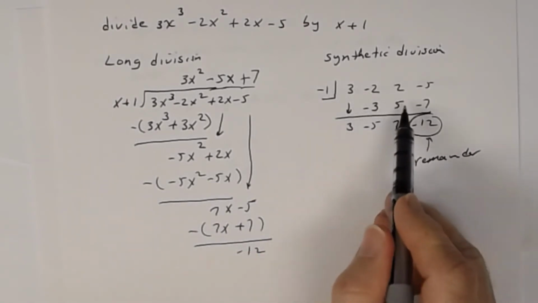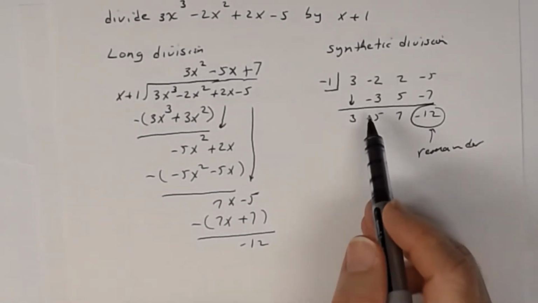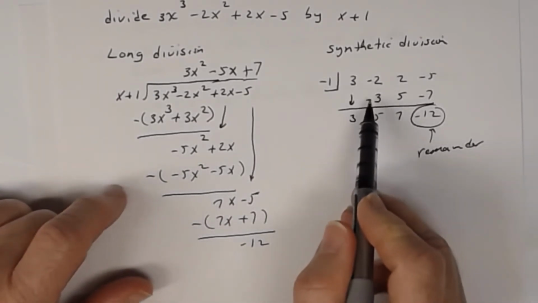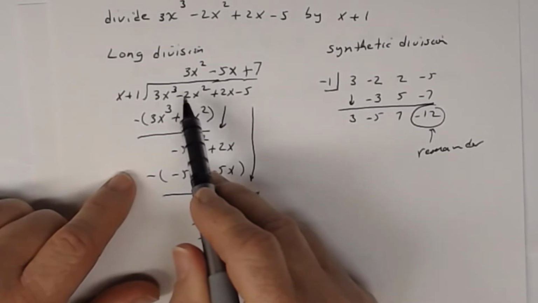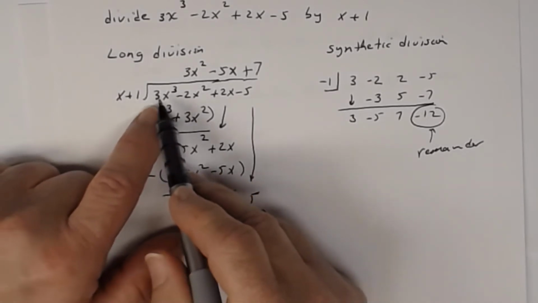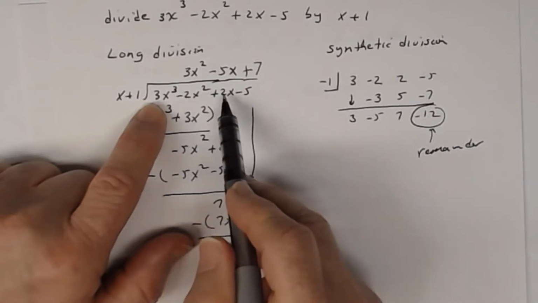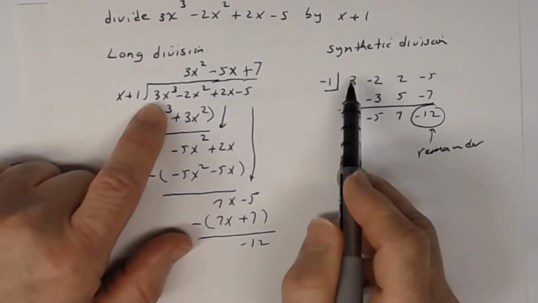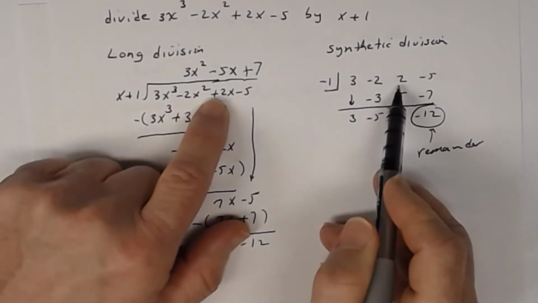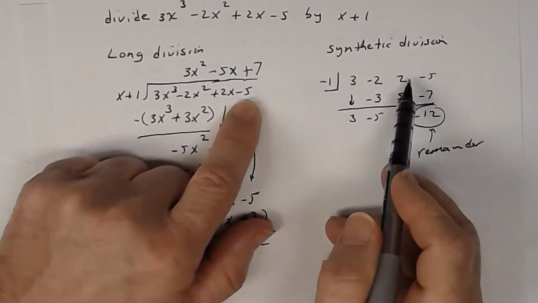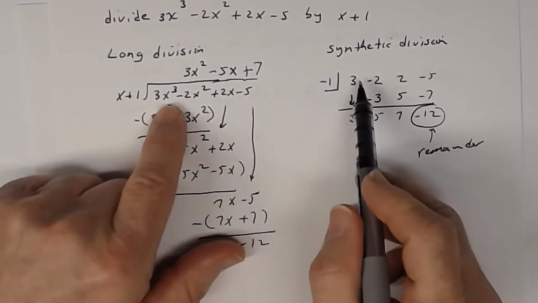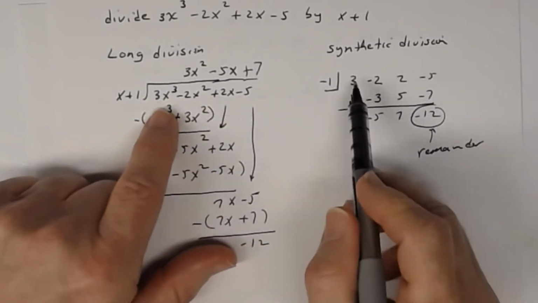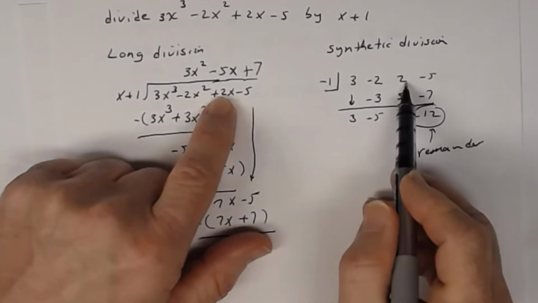Now you may say, what are these numbers here? I want you to think about this, and we're going to look at this as we go through the steps. See that negative 3 right here? It's right above negative 2. Well, that's that negative 2 right here. Notice the dividend 3, negative 2, 2, negative 5? That's this right here. As you go through the process, for your dividend, you're just going to write the coefficients, those constants: 3, negative 2, 2, negative 5.